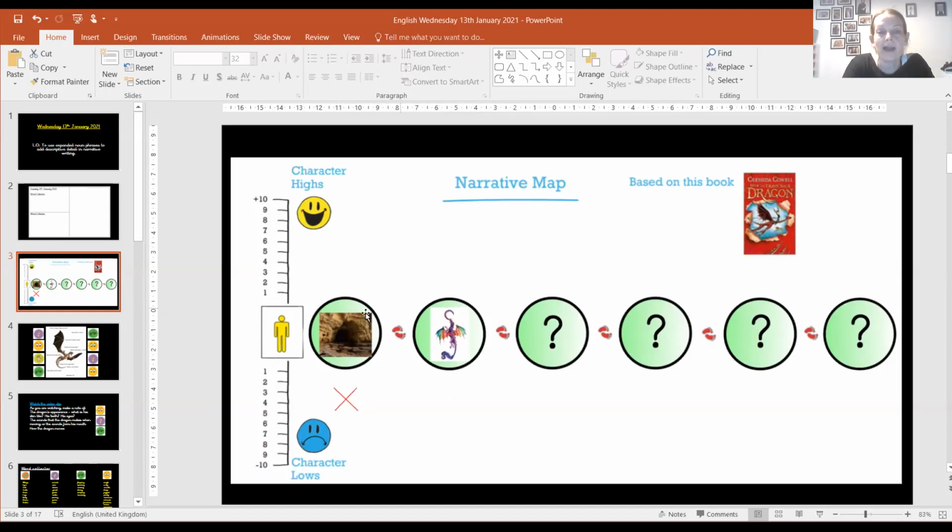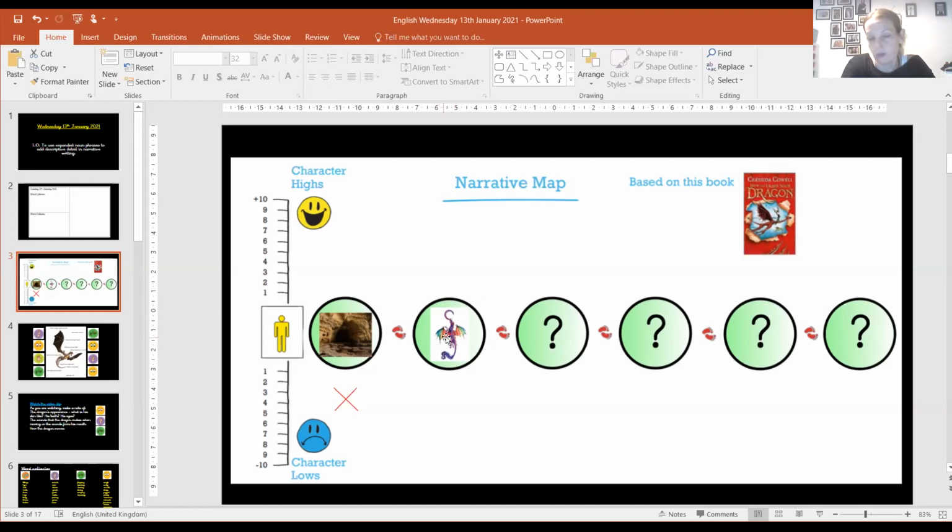Now, if you remember where we left the boys was they were hoping that the dragons didn't wake up. If you look at plot point 2 now, it might give you a clue. It's a dragon. So have a little think. What do you think might happen and what might we be writing about in plot point 2? Just have a little think.